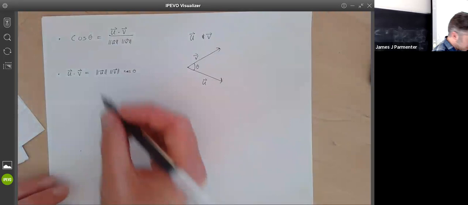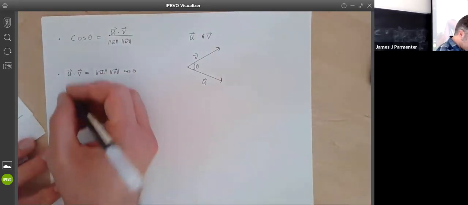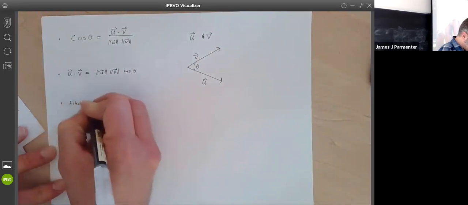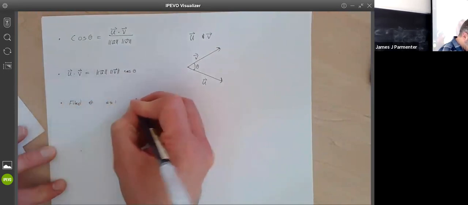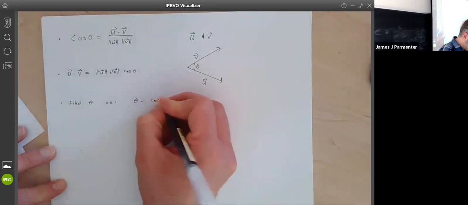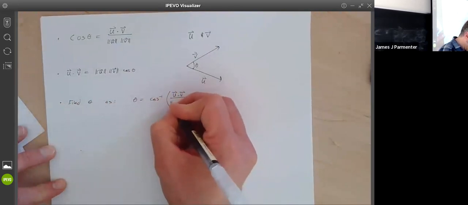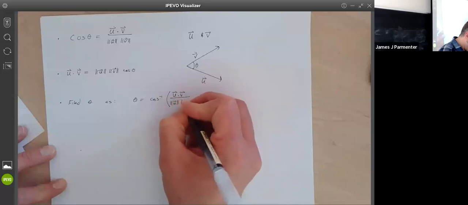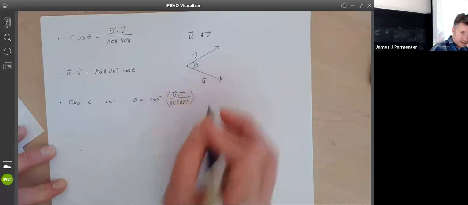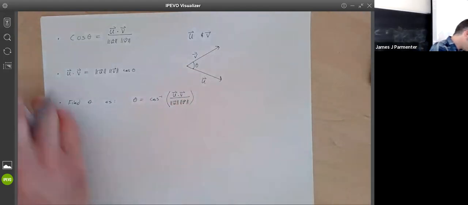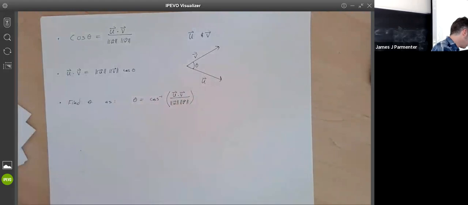And then I suppose thirdly, if you want to, we can actually find theta as theta equal to the inverse cosine of u dot v over the magnitude of u times the magnitude of v. Or as someone mentioned last time, much cooler to say arc cosine than inverse cosine. It just sounds cool. I mean, it doesn't really matter though.